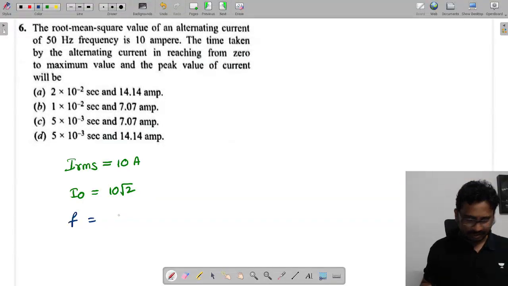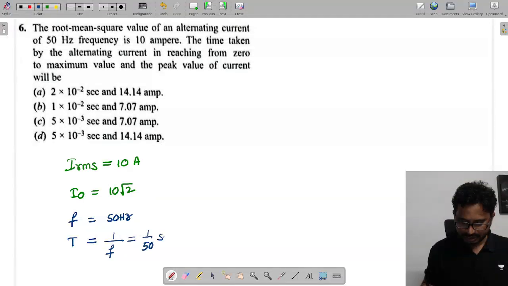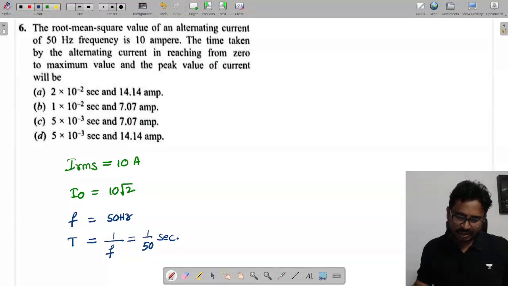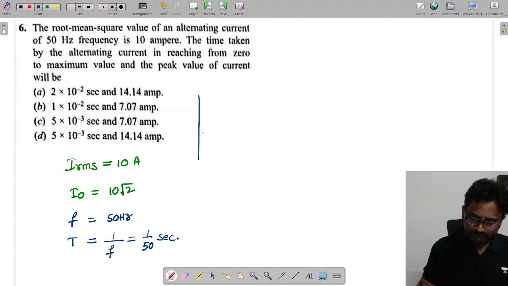Frequency is given as 50 Hz. From this, we can get the time period, which is 1 by frequency, that is 1 by 50 seconds. Now what are they asking here? The time taken by the alternating current in reaching from 0 to maximum value. So this AC signal is a sine wave, sinusoidal form. We need 0 to maximum value.